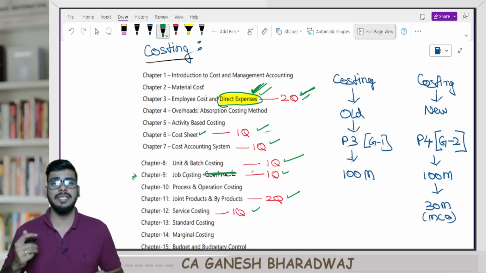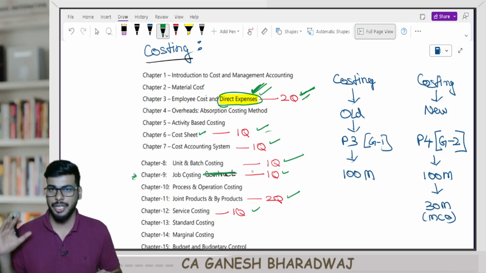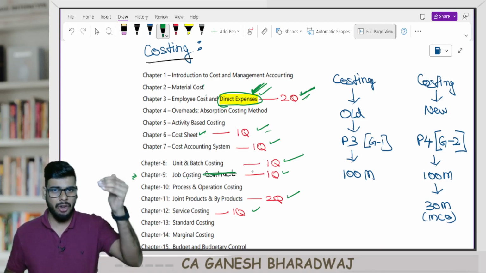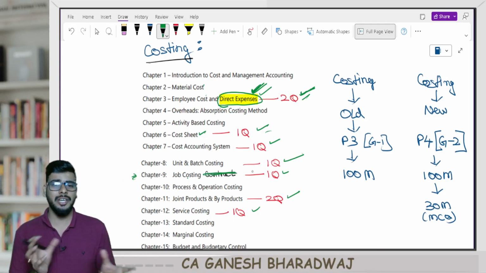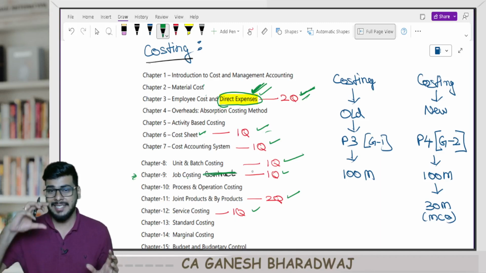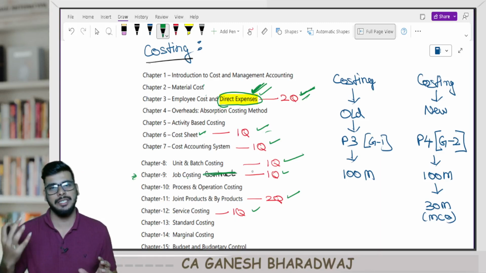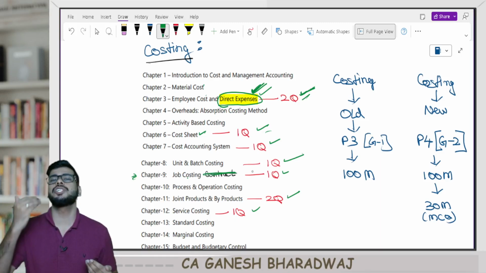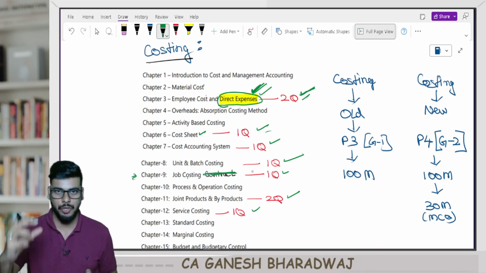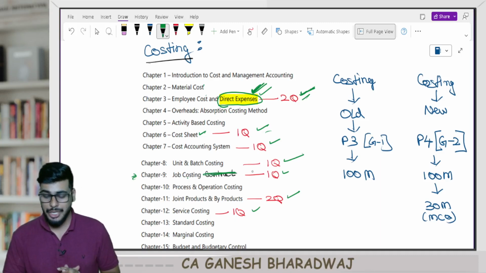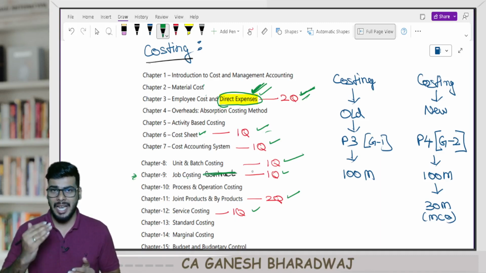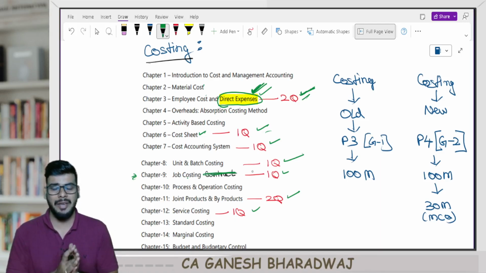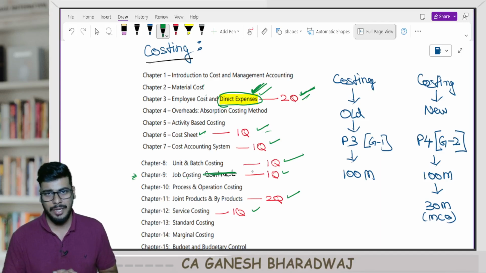So this is the clarification that I wanted to give you. Overall, these are the changes in costing. Functionally there are not many changes, but yes, the exam testing pattern has changed slightly. And right now, the Institute is focusing more on the conceptual and analytical portion. Are you clear with this? I hope I have clarified many of your questions and doubts. If you still have any doubts, feel free to reach out to us.